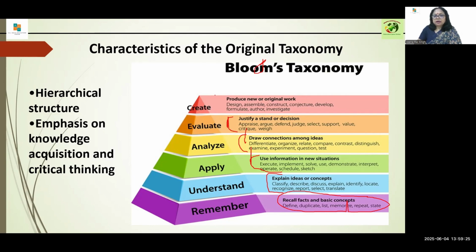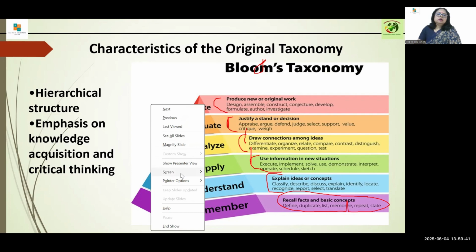Then on the topmost level has been placed create. So what is being expected from the student here? That is to produce new or original work, that is, innovate.